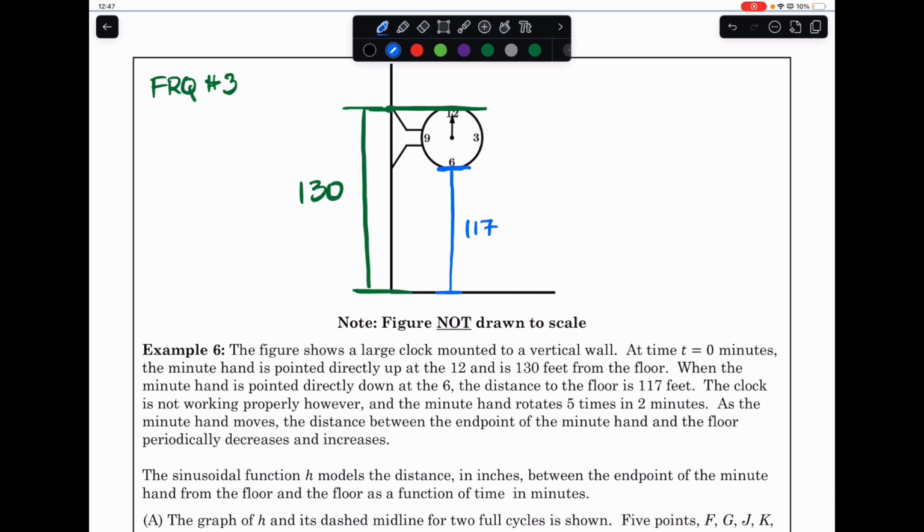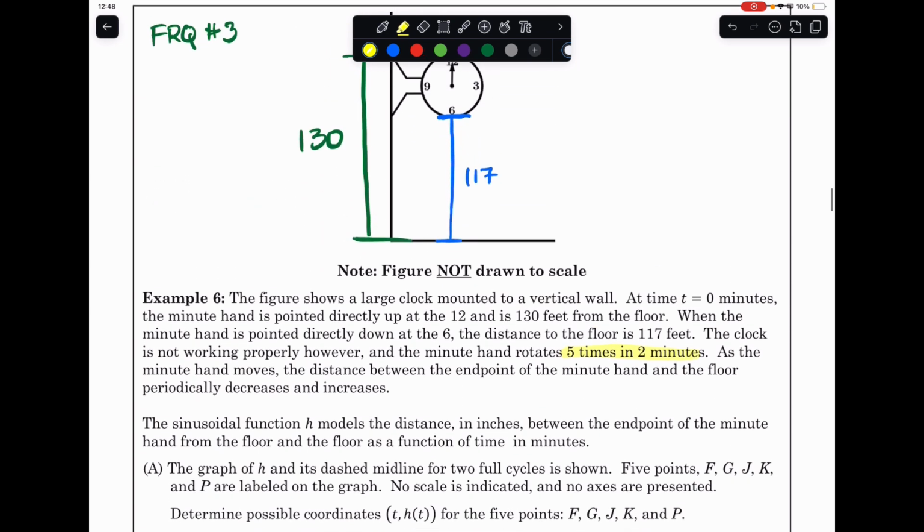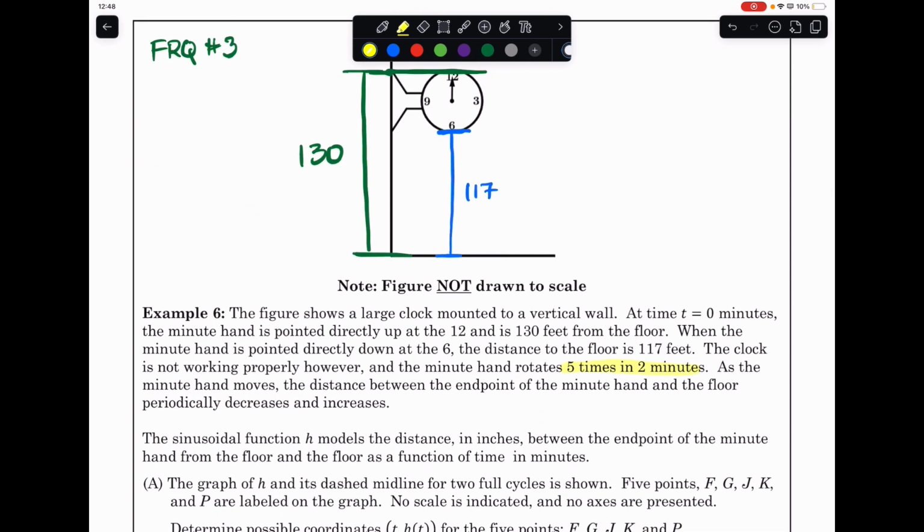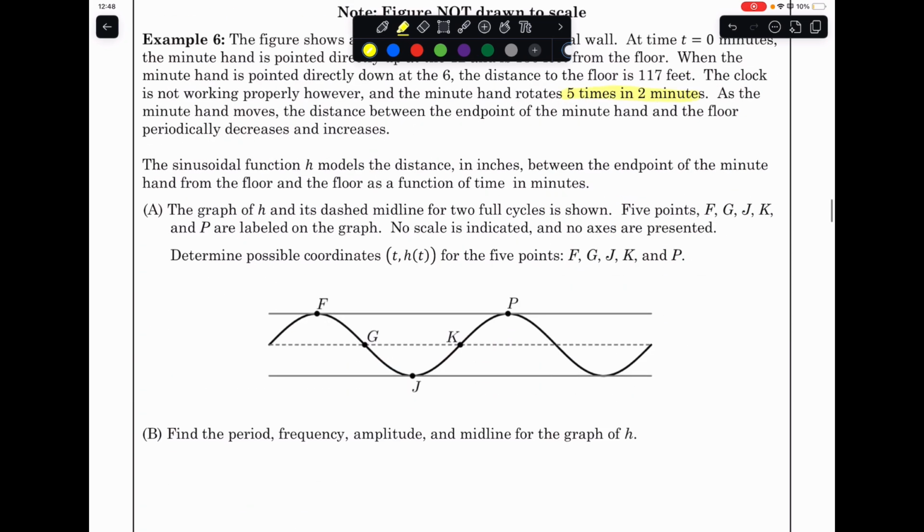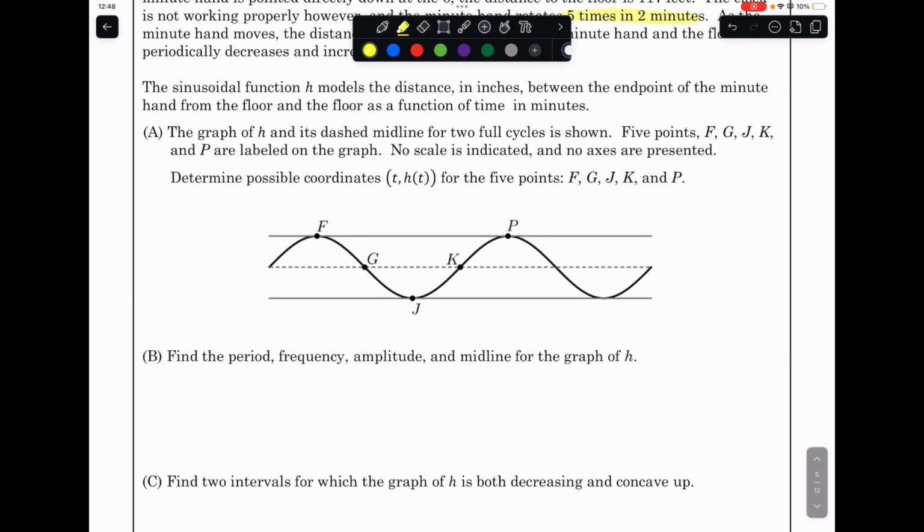So let's talk about this information that we have here. This again is not the period of our graph, okay? What this is saying is that we're rotating 5 times every 2 minutes. So that is our frequency, that in 2 minutes we should see this cycle again. We should see this entire cycle from 0 to 2, 2 to 4, 4 to 6, and so on, okay?